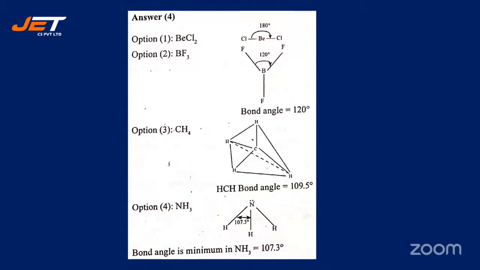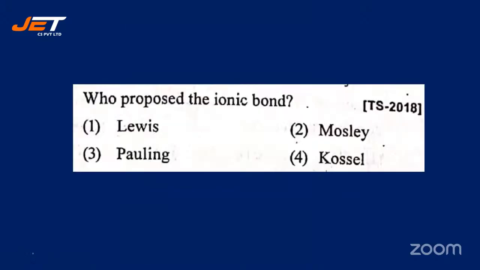So if you see here, the bond angles are present. Beryllium chloride has a bond angle of 180 degrees. It's a linear molecule. BF3 has a bond angle of 120 degrees. Methane has a bond angle of 109.5 degrees, and ammonia has a bond angle of 107.3 degrees, which is the least bond angle among all the molecules in the options.